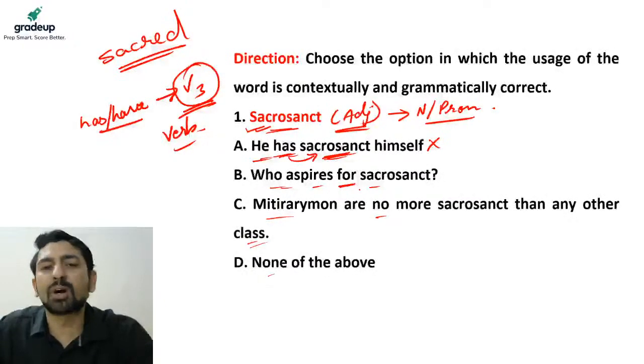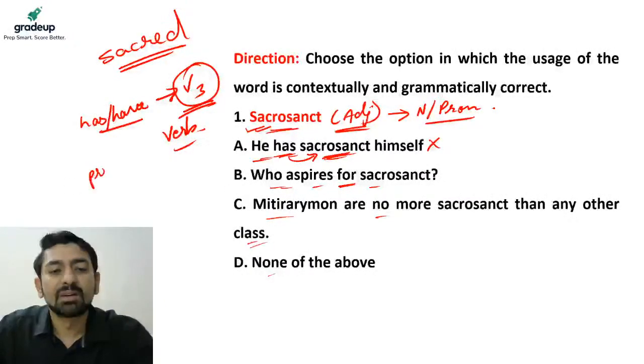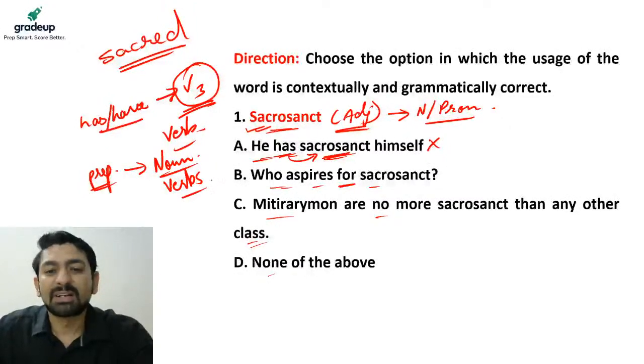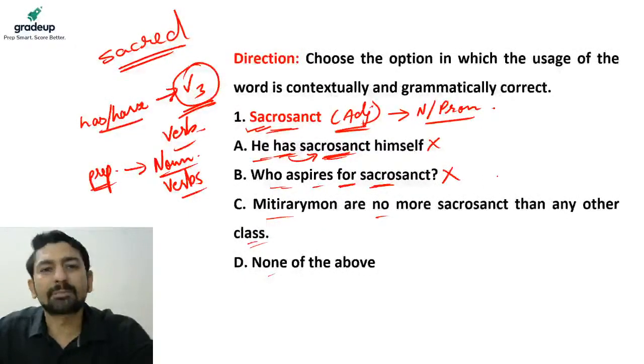Now, for is what? A preposition. After a preposition, you mostly have nouns, but at times you may have verbs as well. But is sacrosanct a noun or a verb? No, it is an adjective. So according to the grammatical concept, B is also wrong.